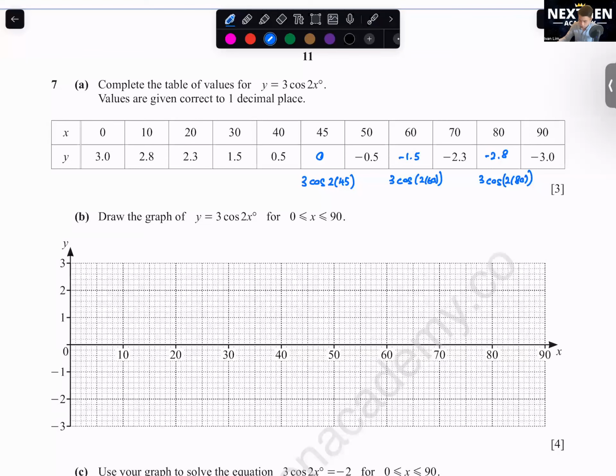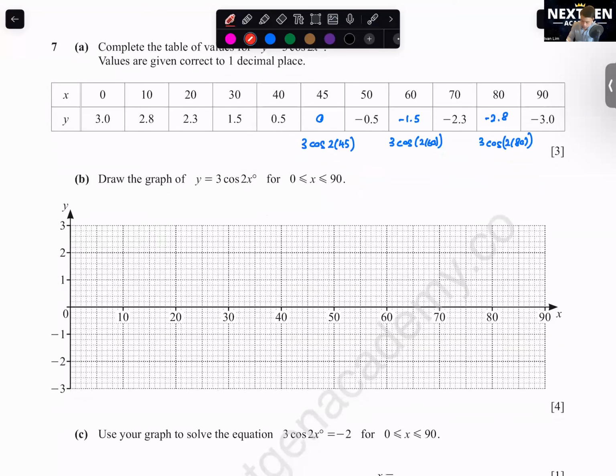Next, draw the graph of y equals 3 cos 2x. So you just need to label it out. 0, 3. Every time we do a graph, put it as an X symbol. Don't put it as a dot, because later it is very hard to see the value after you draw the line. Also use pencil. In the exam, please do not use pen.